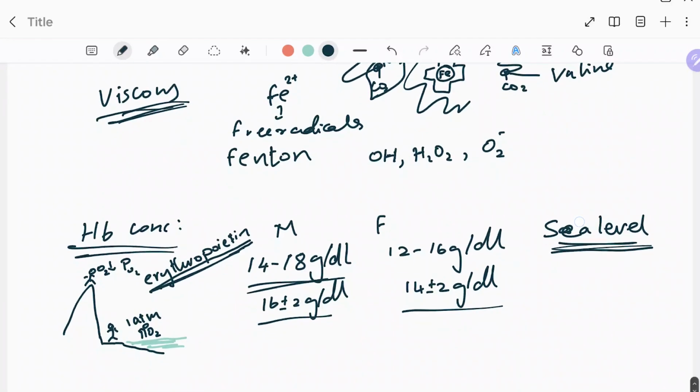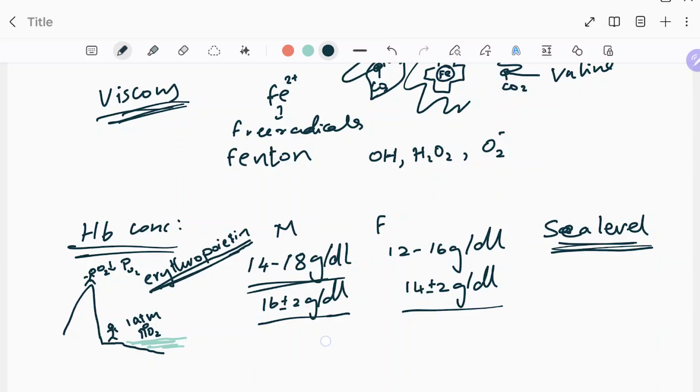I'll be speaking about blood doping and doping using erythropoietin, EPO, a very interesting topic to talk about when we reach there. So these values are usually for sea level, and if you have hemoglobin lesser than this, you may have anemia.